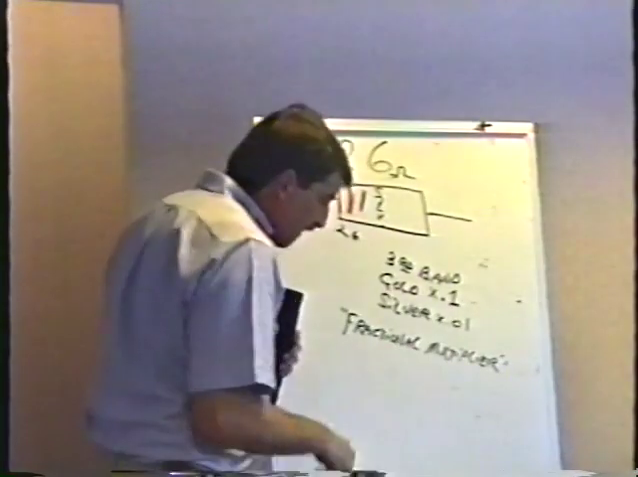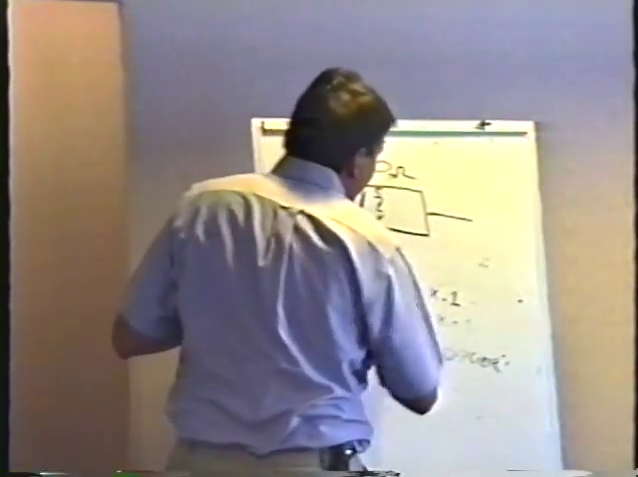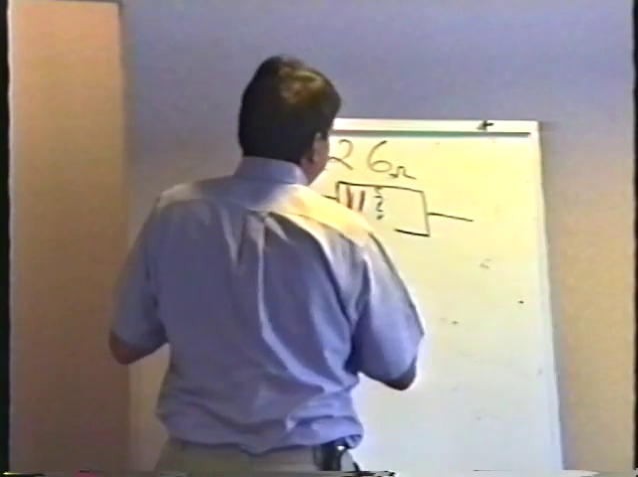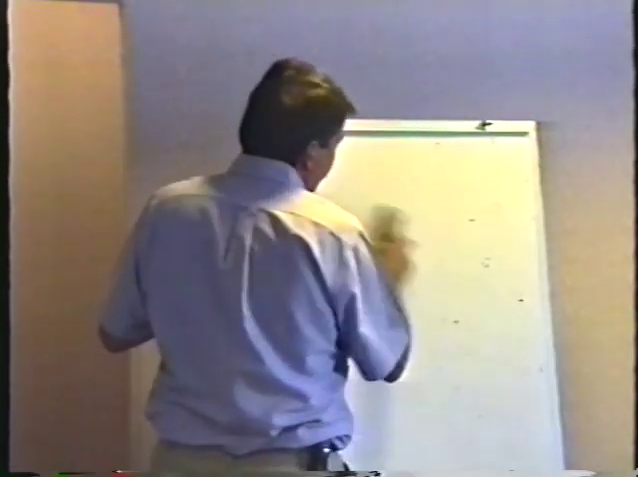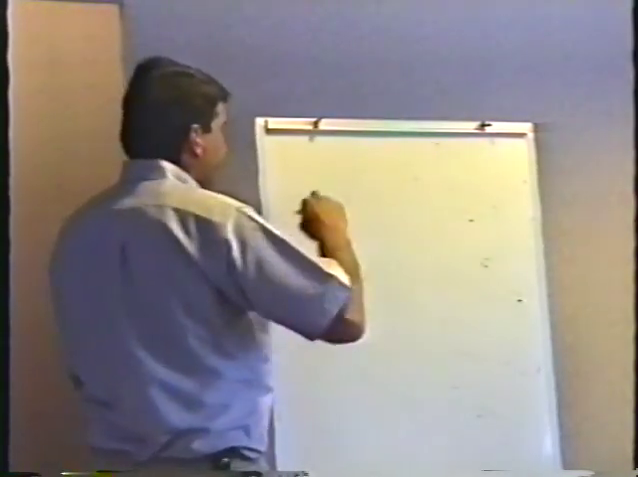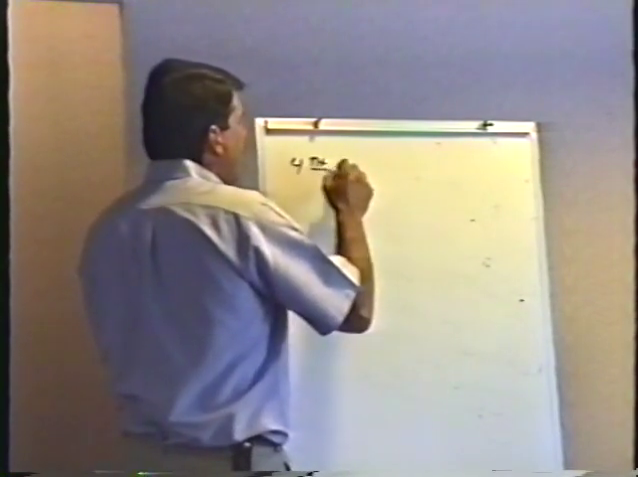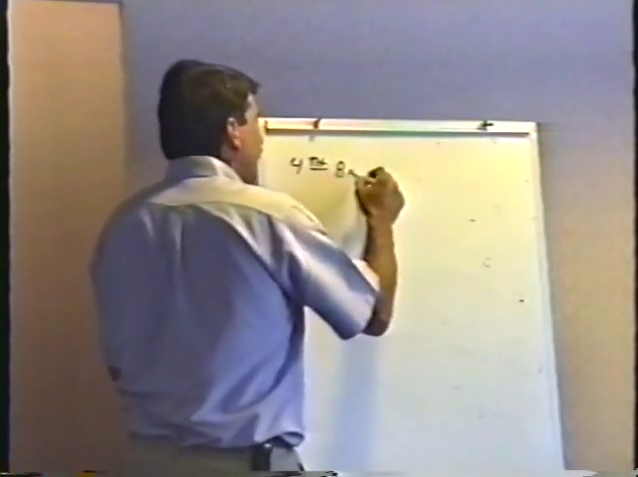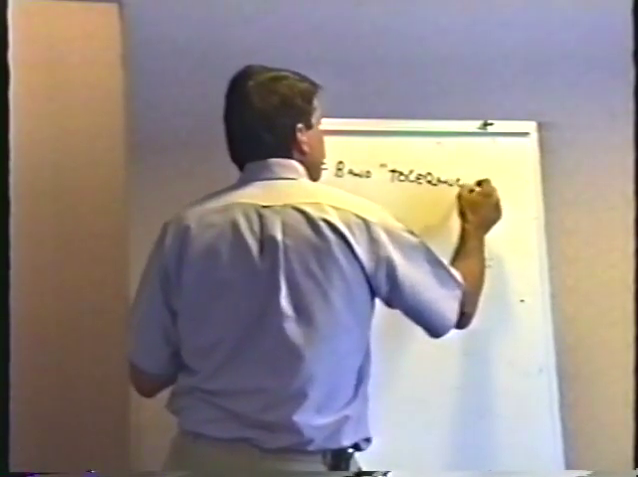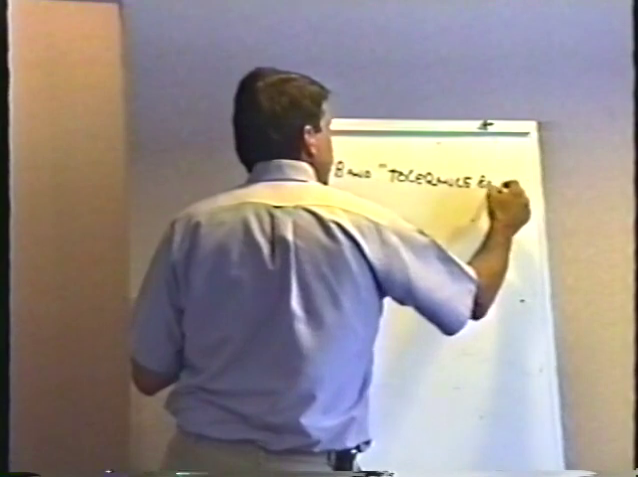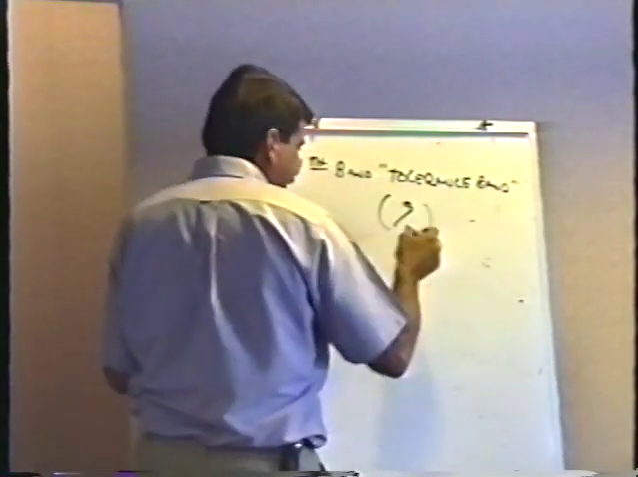So what's that other metallic band? Well, the fourth band of the resistor is called the tolerance band. Remember, the third band is the multiplier. The fourth band of a resistor is technically called the tolerance band of the resistor, also known as the percentage band.